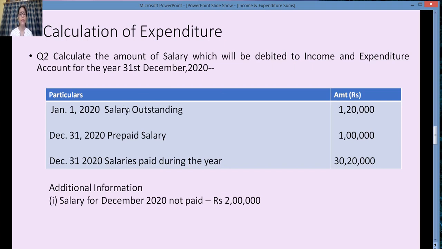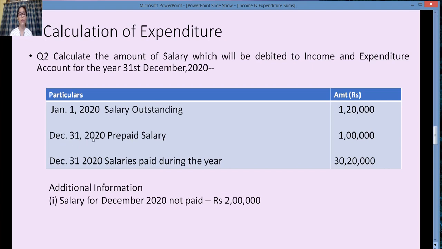What we have is salary outstanding at the beginning of the year, that is 2020. Here the financial year is January to December. Please see, students, here we have to calculate the amount for 31st December. So the beginning is January 2020. Outstanding at the beginning of the year is 1,20,000.